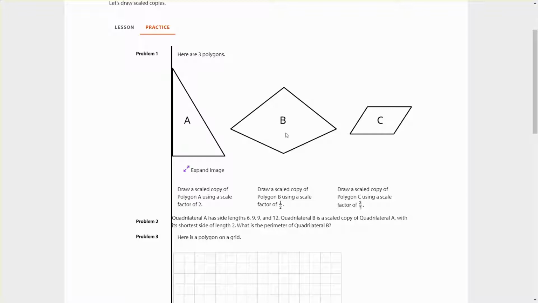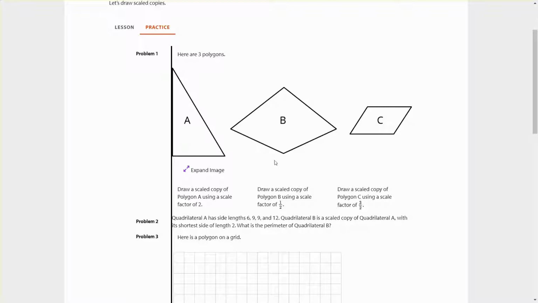In this case, though, you're using a scale factor of 1/2, and when you use a scale factor that's less than 1, you have to make the shape smaller. So that's the difference between scaling up and scaling down. A scale factor of 1/2 would actually take this shape and make it half the size. So once again, if you measure each of these sides, you're just going to go half of the distance. So if this was, say, 5 centimeters, you would just go to 2.5 centimeters.